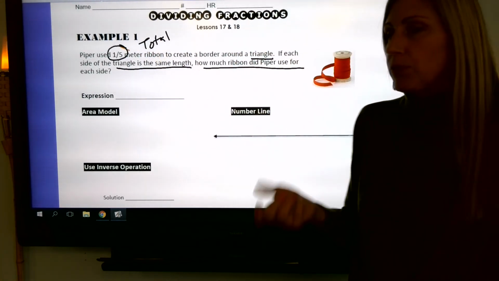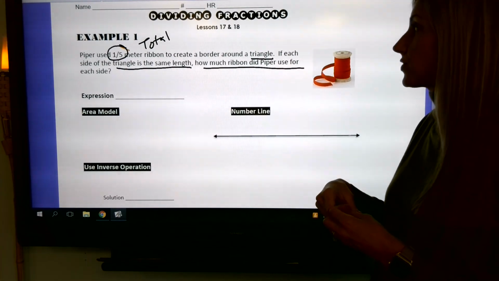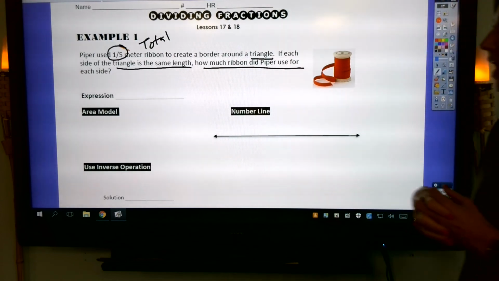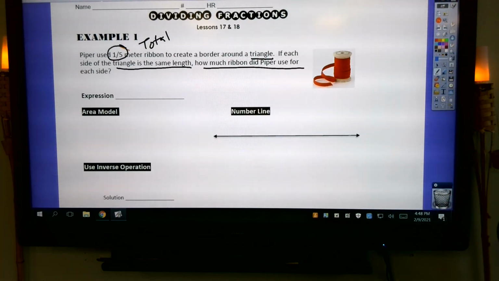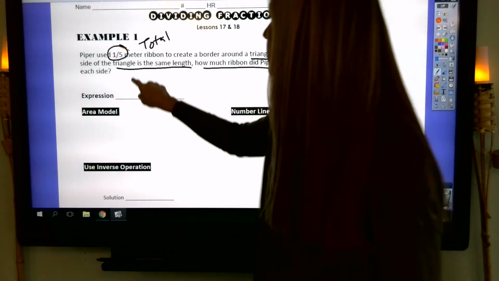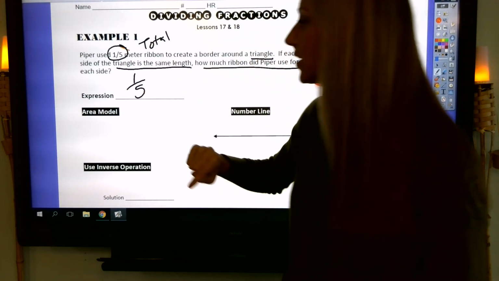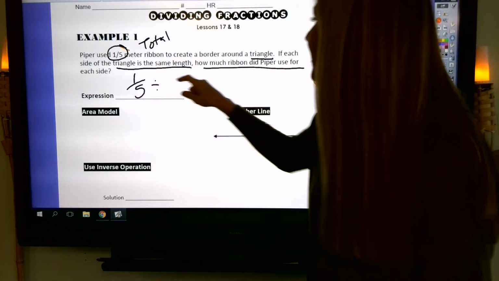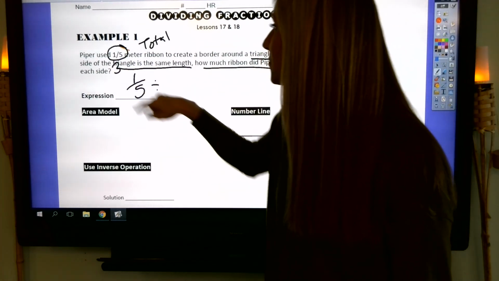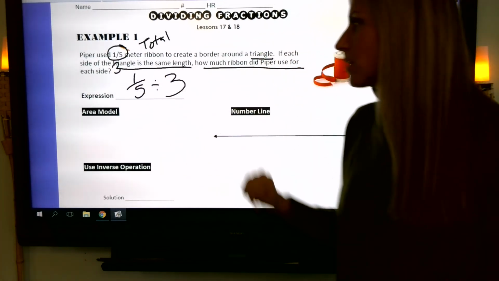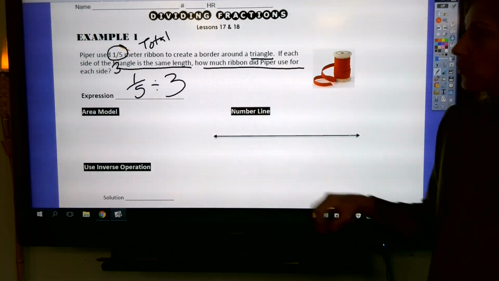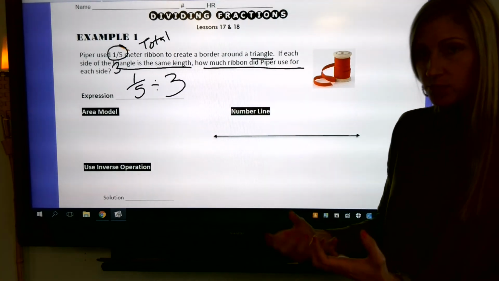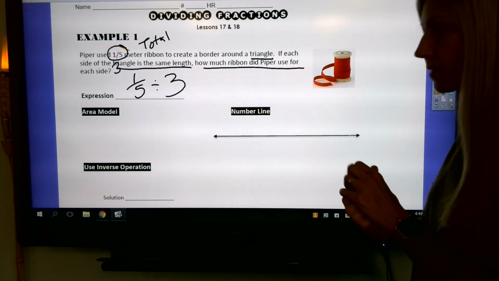And what are we separating it by? We're separating it for every single triangle side, right? So we have 1/5 meter of ribbon that is being divided. What's our hidden number? Triangle, got to remember sides of a triangle. And our hidden number is 3. So we're dividing it by 3. We're going to be showing the area model, the number line, and then just mathematically what I can do with the numbers, and it's called inverse operation.